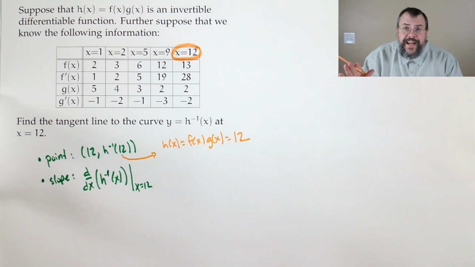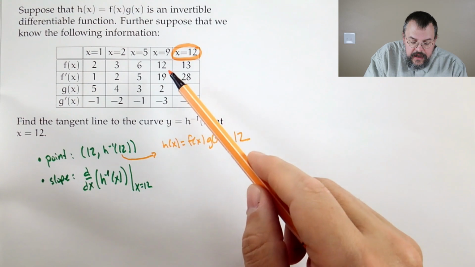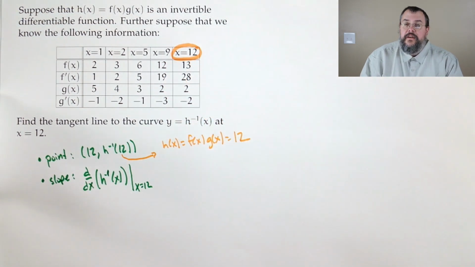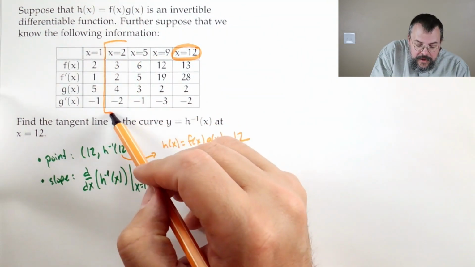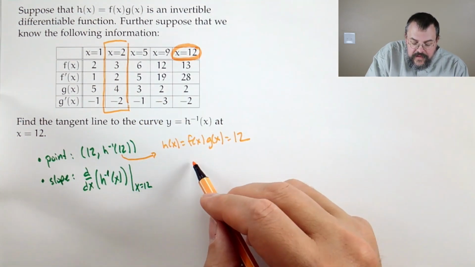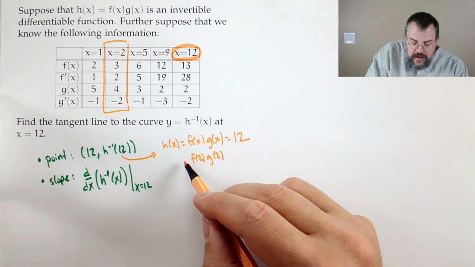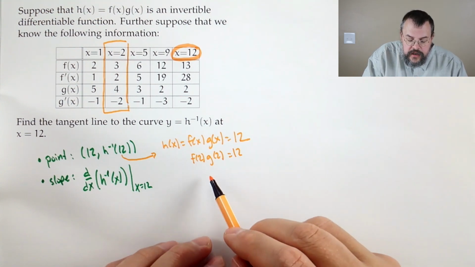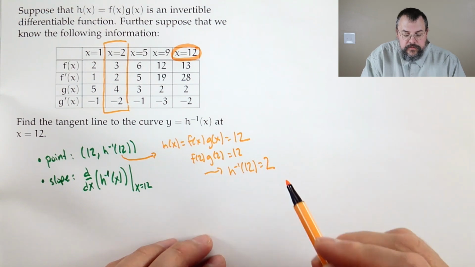Now, just for sanity's sake, let's check the rest. 6 times 3, that's 18. 12 times 2, 24. 13 times 2 is 26. So, where do we see it? Lo and behold, this is where we really need to be focusing our energy, because we see that f of 2 times g of 2 is equal to 12. So we come to the conclusion that h inverse of 12 is 2.